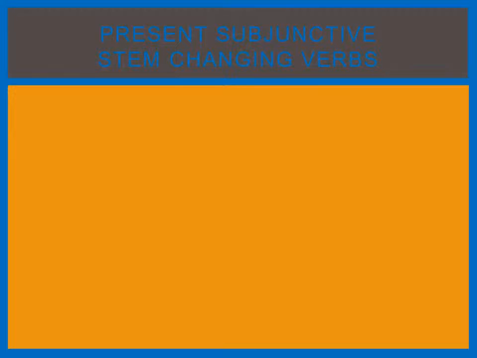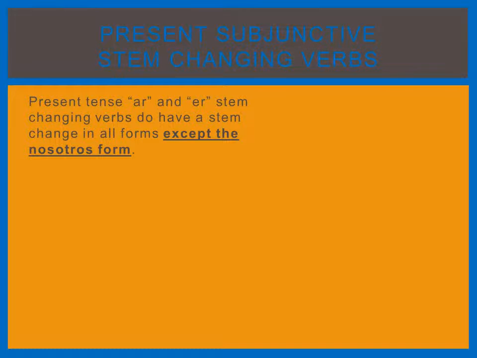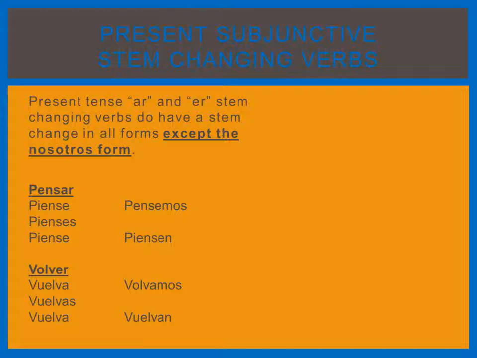The difficulty in conjugating into the subjunctive lies in stem-changing verbs. Present tense AR and ER stem-changing verbs do have the stem change, but it does not change in the nosotros form. Pensar, an E to IE stem-changing verb, for example, is conjugated piense, pienses, piense, pensemos, piensen. Pensemos does not have the stem change. An example of an O to UE stem changing verb, volver, is conjugated vuelva, vuelvas, vuelva, volvamos, vuelvan. Again, no stem change in the nosotros form.